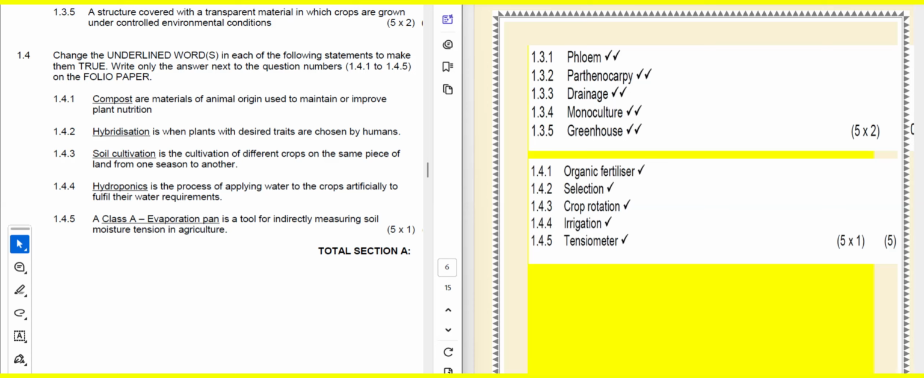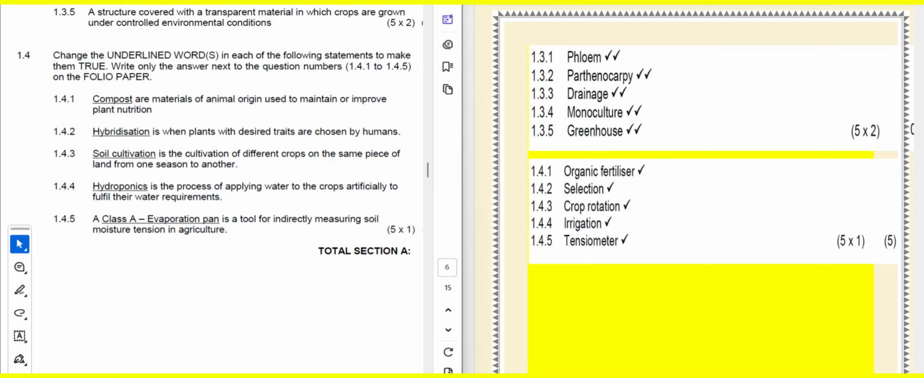1.4. Change the underlined word in each of the following statements to make it true. Write only the answer next to the question numbers 1.4.1 to 1.4.5 in the answer book. 1.4.1. Compost are materials of animal origin used to maintain or improve plant nutrition. The correct answer is organic fertilizer. Compost is incorrect. Organic fertilizer are materials of animal origin used to maintain or improve plant nutrition. Correct.